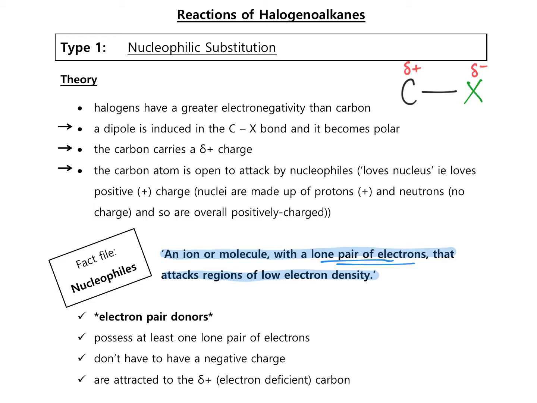So it's an ion or a molecule with a lone pair of electrons that attacks a region of low electron density. In this case, with our halogenoalkanes, that region of low electron density is going to be our delta positive carbon. So we can see that nucleophiles are electron pair donors. They will donate their lone pair of electrons to form a bond with this region of low electron density. They have to possess at least one lone pair of electrons. They don't have to have a negative charge, but sometimes they do, and they're attracted to the delta positive electron deficient carbon in our halogenoalkane.